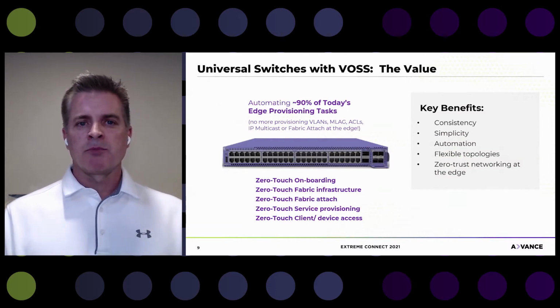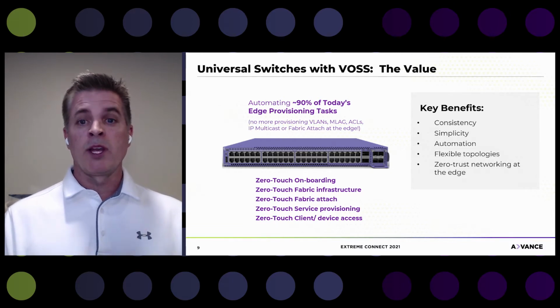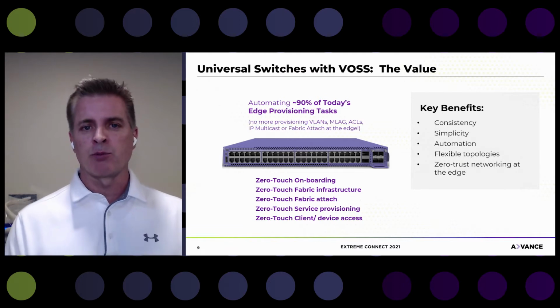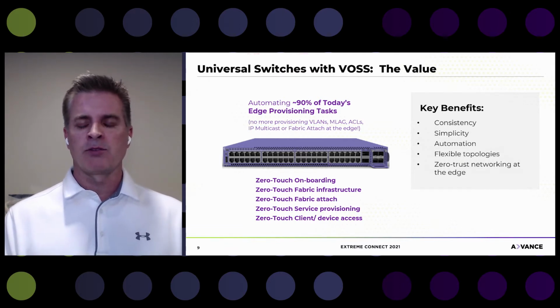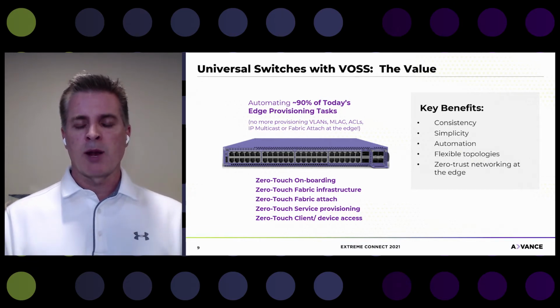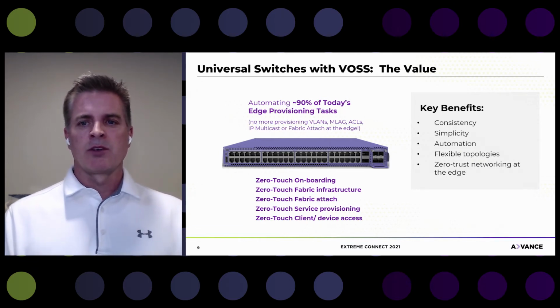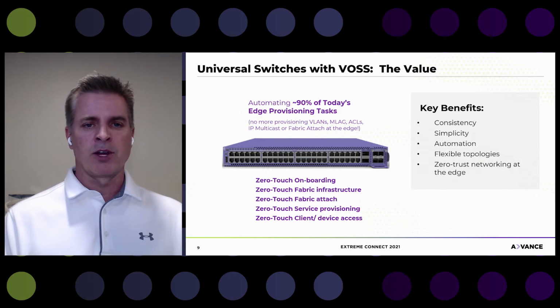The name of the game is automation. And the way that we automate with fabric to the edge will reduce up to 90% of the provisioning tasks. So you do not have to provision VLANs or MLAGs or ACLs or even fabric attach with the automation that we introduce with this new fabric to the edge capability. So it provides a more consistent and simple approach to the edge stacking configuration.